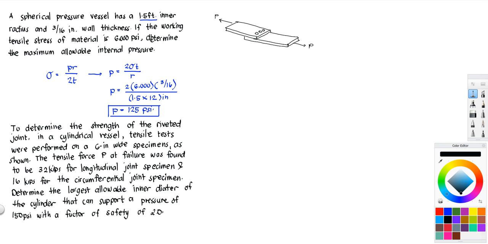To determine the strength of the riveted joint in a cylindrical vessel, tensile tests were performed on a 6-inch wide specimen as shown. The tensile force P at failure was found to be 32 kips for the longitudinal joint specimen and 16 kips for the circumferential joint specimen. Determine the largest allowable inner diameter of the cylinder that can support a pressure of 150 psi with a factor of safety of 2.0.